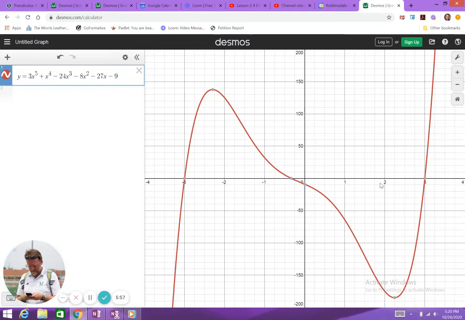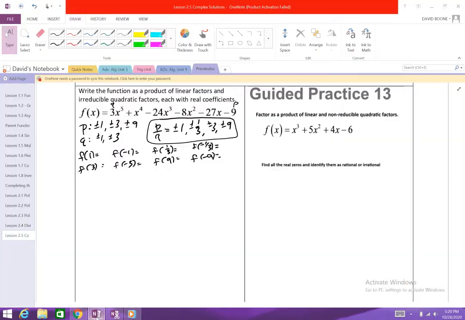Otherwise, you'd have to do that all by hand, put those numbers in. But I'm a realist, so I know what you're going to do. So -3, -1/3, and 3 are the rational roots for this.